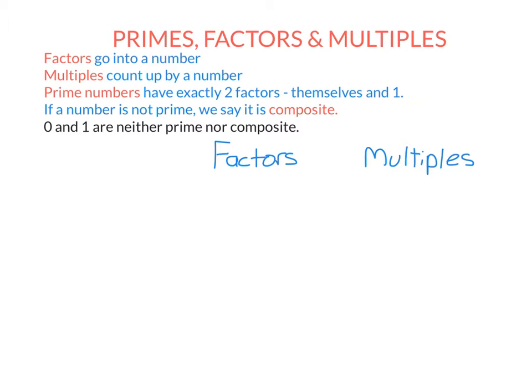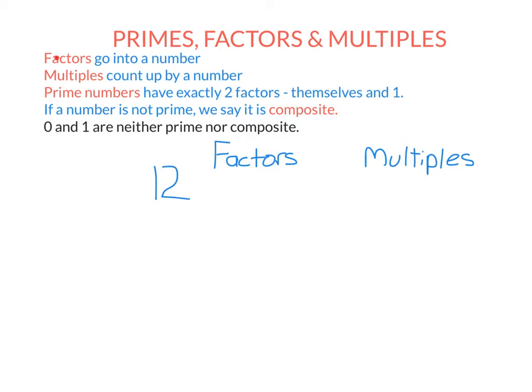By the end of it, I want you to be able to find factors and multiples of a number and understand what we mean when we say prime and composite numbers. So factors go into a number and multiples count up by a number. So let's just look at those first two things. We're going to start with the number 12 and calculate its factors and multiples.